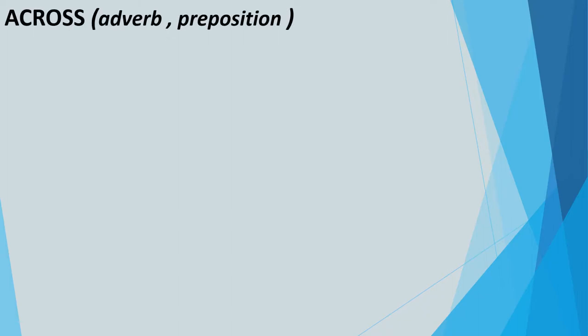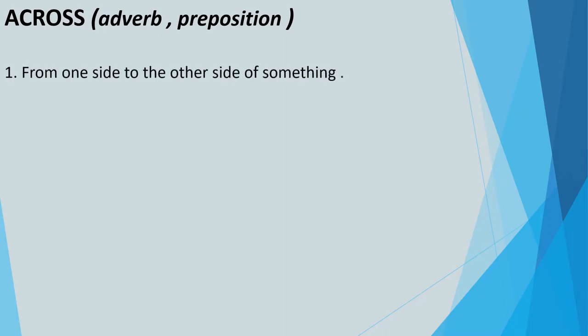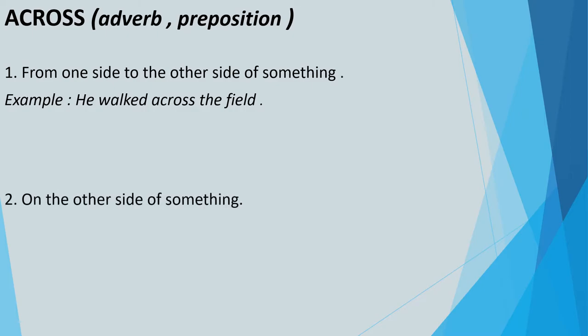Across, A-C-R-O-S-S. Across, it is an adverb as well as preposition, meaning from one side to the other side of something. Example, he walked across the field. The second meaning, on the other side of something. Example, there is a bank across the road.